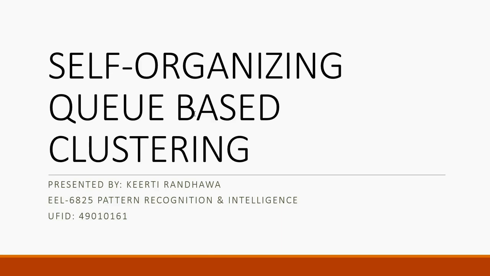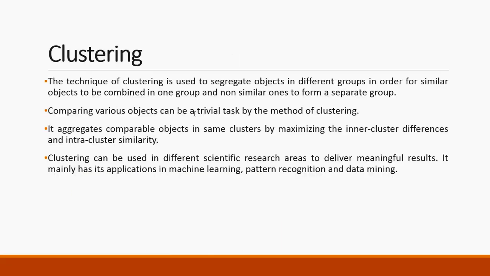So what is clustering? The technique of clustering is used to segregate objects into different groups, in order for similar objects to be combined into one group and non-similar ones to form a separate group. By comparing various objects, we can actually cluster them very easily. It aggregates comparable objects in the same clusters by maximizing the inter-cluster differences and intra-cluster similarity.